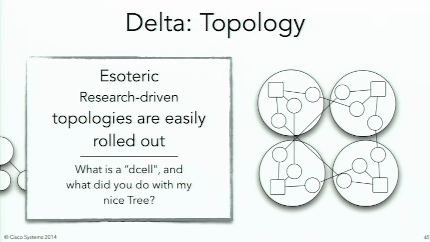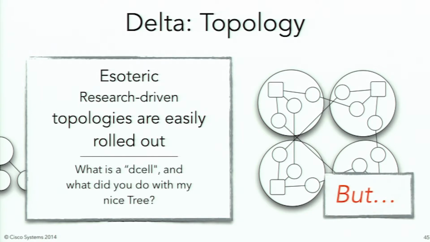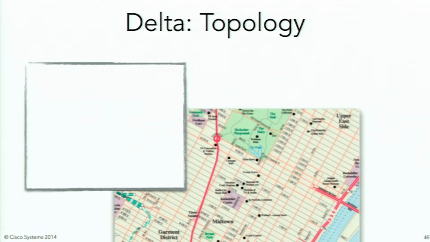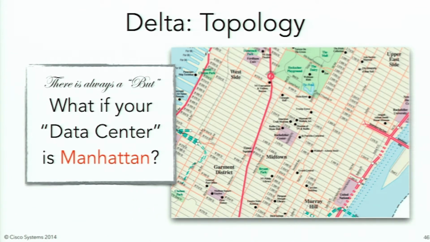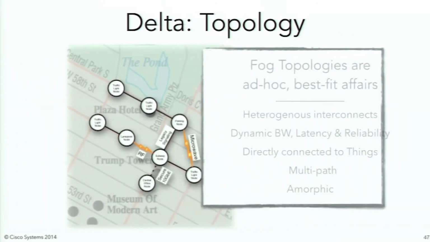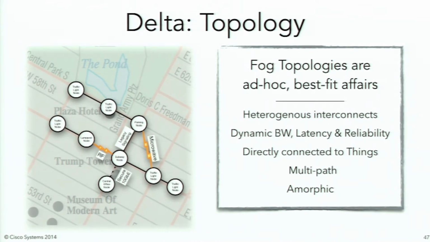Let's go implement it. In a fog, you can't do that because the fog is tied to the IoT, right? And the IoT is not so accommodating. If your data center is a city, like Manhattan, what do you do? You can't say, okay, let's go rewire all the wires in Manhattan. So what you wind up with is a kind of ad hoc best-fit topology where, man, that says traffic light, trust me.